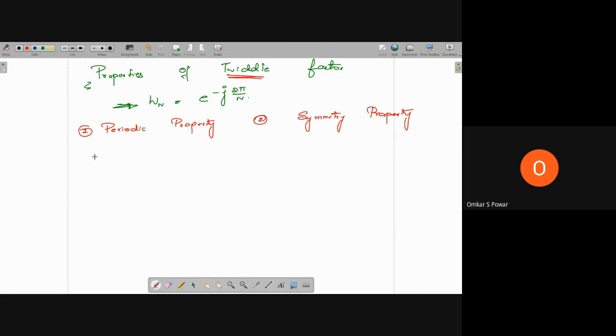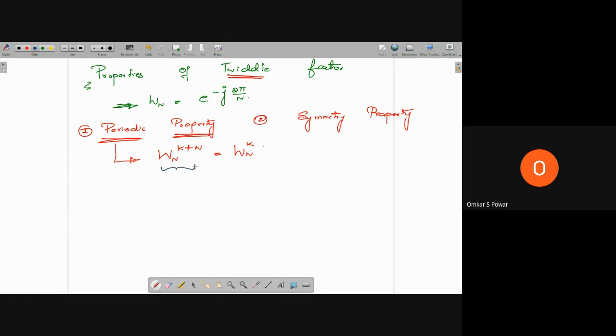So let me go to the first property, which is the periodic property. According to the statement, Wn of k plus n is equal to Wn of k. So this is your periodic property of Twiddle factor. Wn of k plus n is equal to Wn of k. This you have to prove using some properties. If you can see, Wn of k plus n is in the form of a power m plus n.